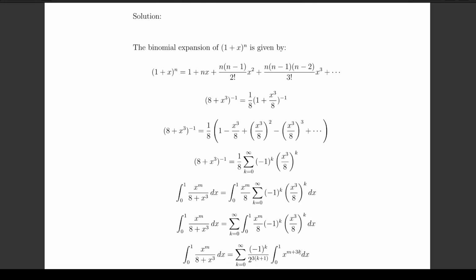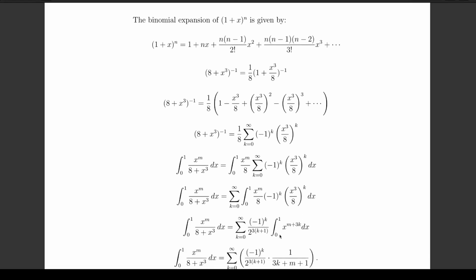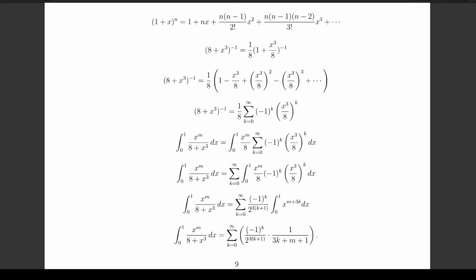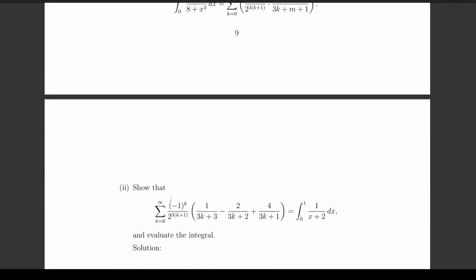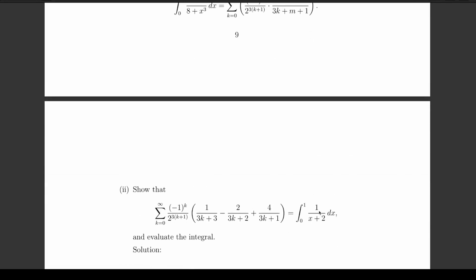So let's just evaluate this inside integral. And when you do, you get what they want. They ask us to show that this is equal to that, and they want us to evaluate this. Well, if you look at this, it's actually simple to evaluate. It's just ln.